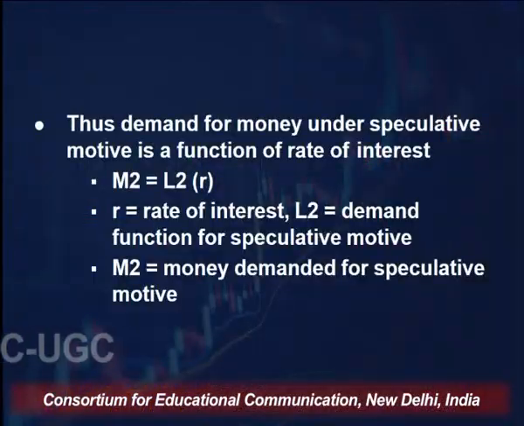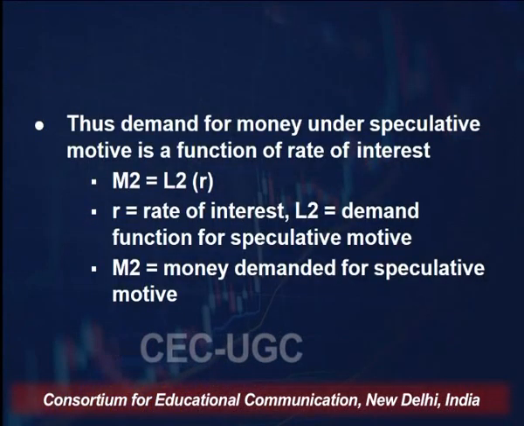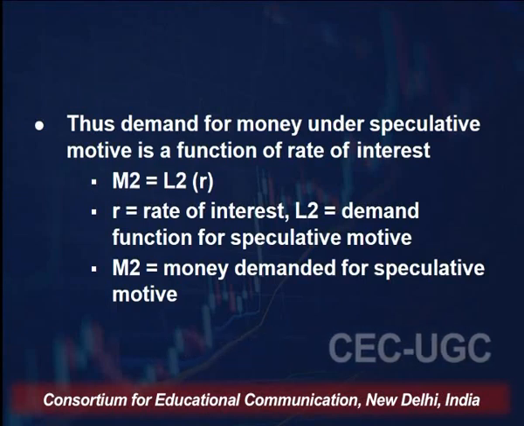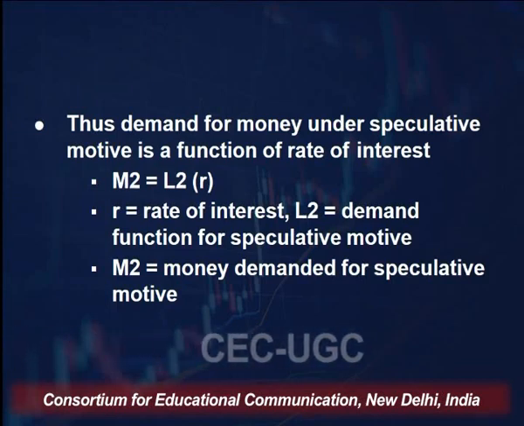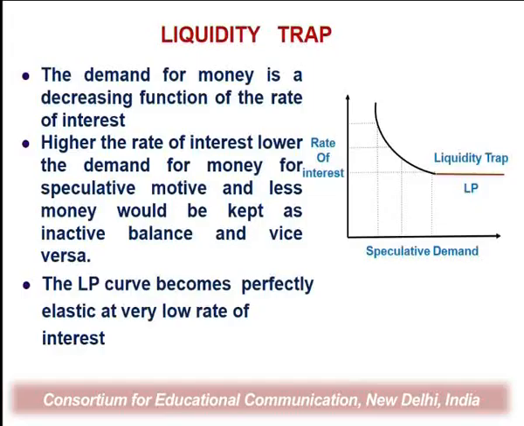So it depends upon the rate of interest and the prices of bonds. All of us know, like now also in the share market, if you expect that the price of a share will increase in future, you may buy more shares today, just to earn more profit by selling them at the higher price. All this type of demand is known as speculative demand. So speculative demand for money is a function of the rate of interest. M2 is equal to L2R, where R is the rate of interest, L2 is the demand function for the speculative motive, and M2 is the money demanded for speculative purpose.